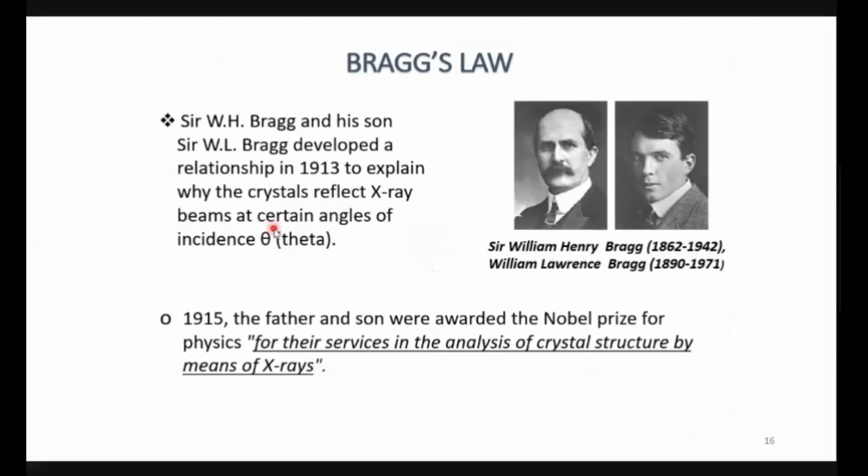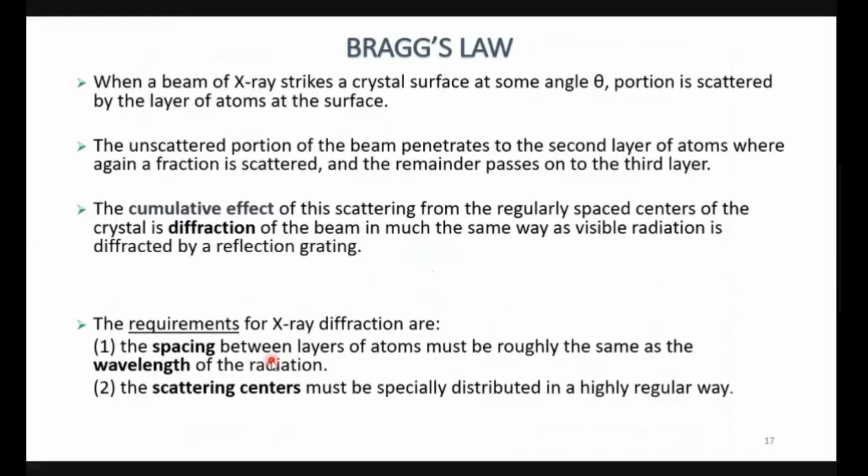Now, Sir W. H. Bragg and his son, Sir W. L. Bragg, developed a relationship in 1913 to explain why crystals reflect X-ray beams at certain angles of incidence, that is theta. Okay, so they are trying to correlate the structure of crystal with this angle theta. Okay, in 1915, the father and son were awarded the Nobel Prize for Physics for their services in the analysis of crystal structure by means of X-ray.